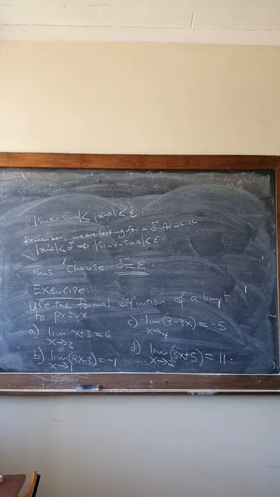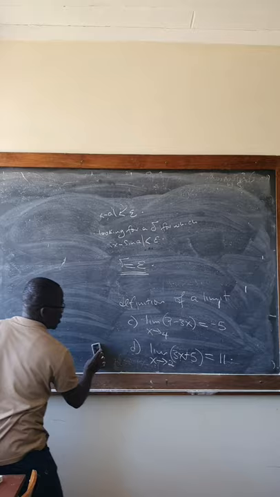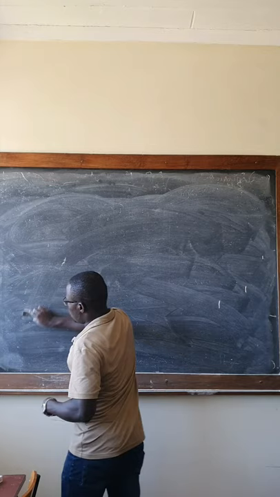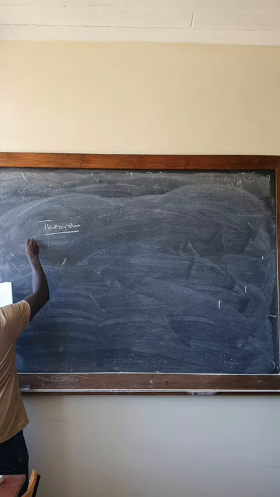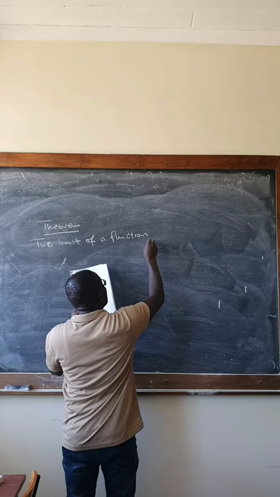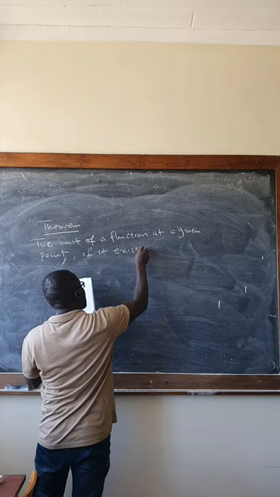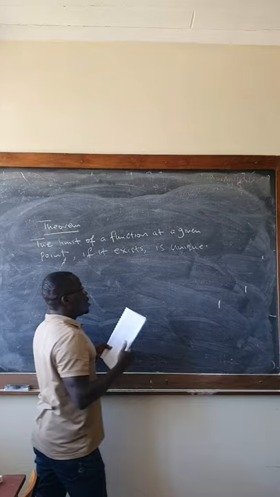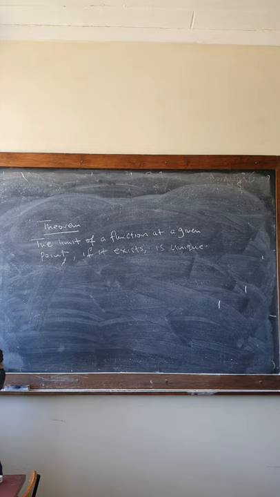And now we have one last theorem before we end this class, and that is about uniqueness of limits. So we have a theorem which says that the limit of a function at a given point, if it exists, is unique. So whenever you find one limit, then that is the only limit. You don't need to find other limits. And there is a proof. Maybe we can give the proof.